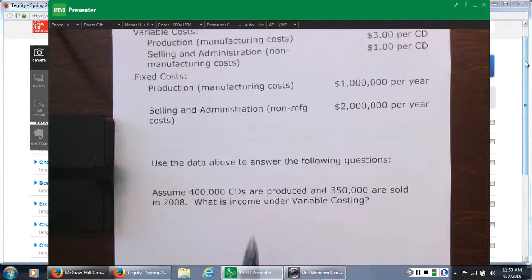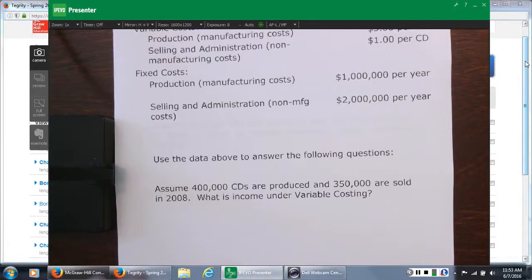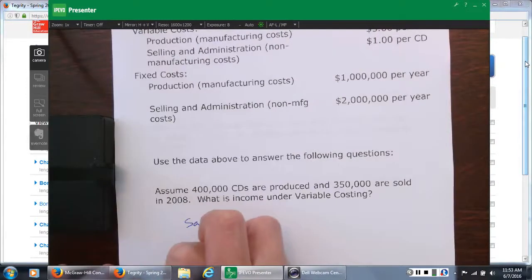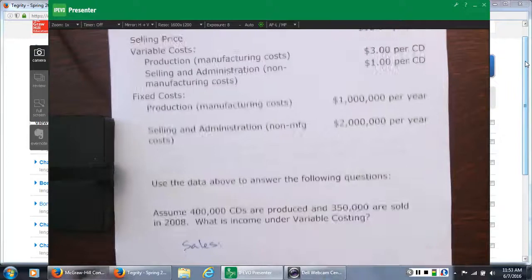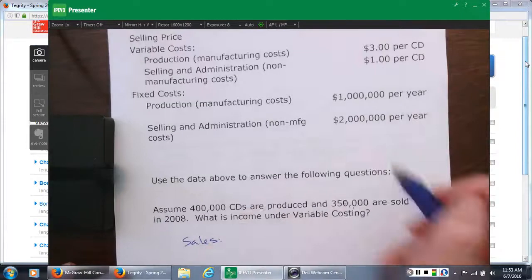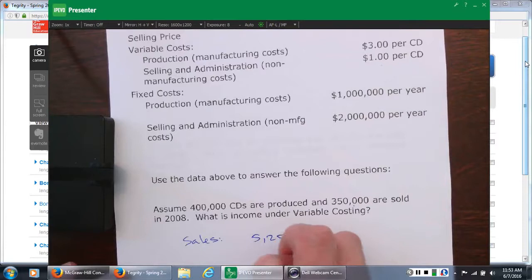And it says the first one, assume that 400,000 CDs are produced and 350,000 CDs are sold in 2008. What is income going to be under variable costing? Well, I'm going to come over here. I'm going to say my sales. Well, I sold 350,000. I sold each one for $15. So I say 15 times my 350,000 gives me $5,250,000 in sales.